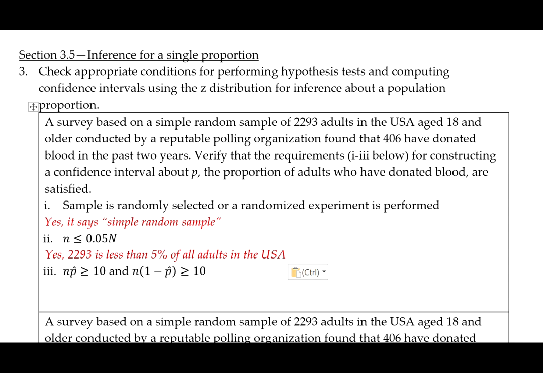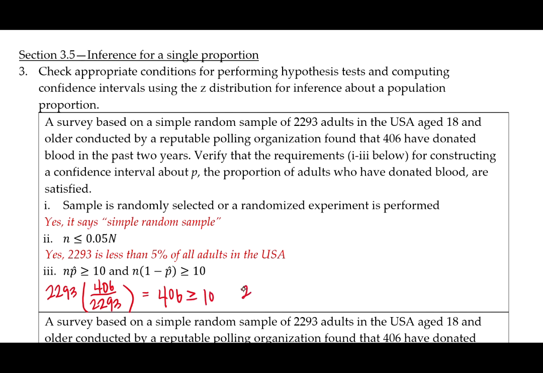Next, I need to check n times p hat and n times 1 minus p hat. I can do this calculation pretty straightforwardly. My n is 2,293, and my p hat would be computed by dividing 406 by 2,293. Well, you'll notice that I've got 2,293 in the numerator and in the denominator. So those will cancel out each other, and I'm left with just 406. And that is greater than or equal to 10.